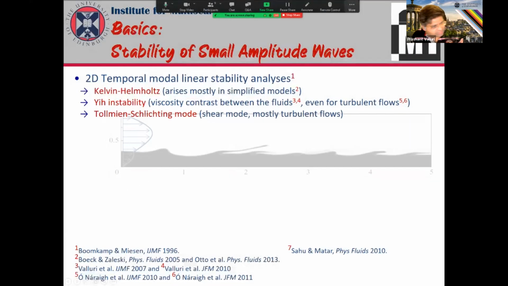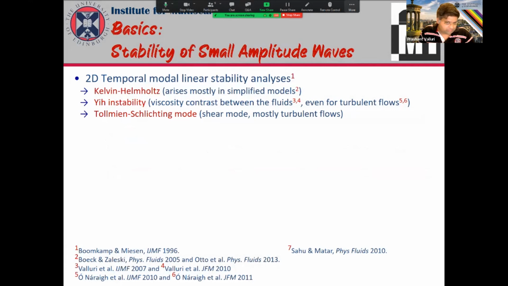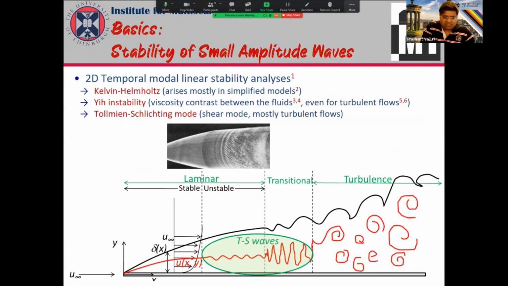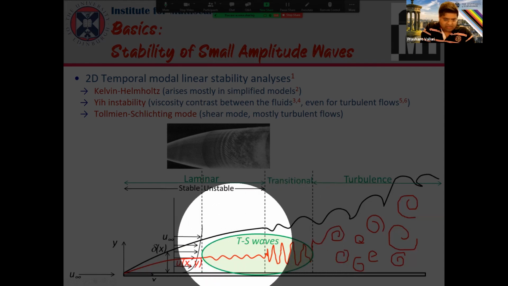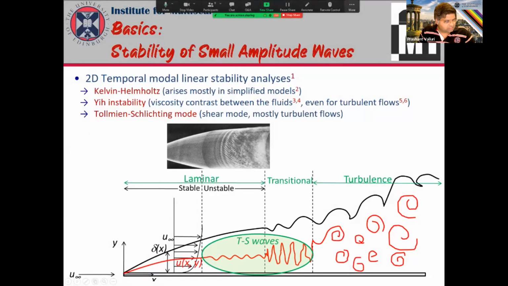The other thing is obviously, when you go to higher Reynolds numbers, you have the shear modes or the Tollmien-Schlichting mode. Basically these are the Tollmien-Schlichting waves, which disturb the boundary layer, and these are the ones which actually cause a lot of instability. So in any two-phase flow system, especially in turbulent flows, you will have an interfacial mode driven by the viscosity contrast. And then you have a Tollmien-Schlichting mode, either in phase one or in phase two. So you will always have three components running together.